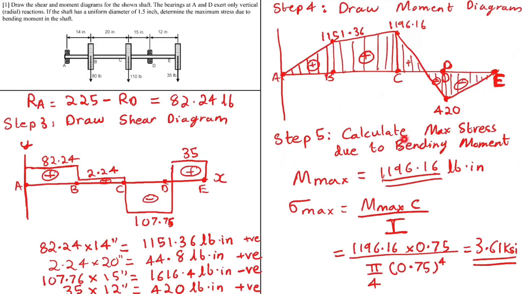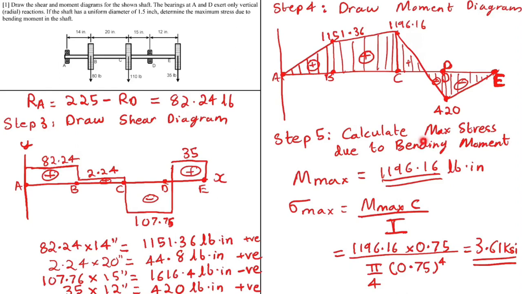Once we finish this, we have to calculate the maximum stress due to bending moment. So we look at the diagram and check where the maximum moment is. It was located here. Although we calculated this to be negative, from the diagram we can see at a critical section the maximum is 1196.16. So we use that value and go to the sigma max equation, the maximum stress equation, which is Mc over I, and we applied this in order to calculate the maximum stress.